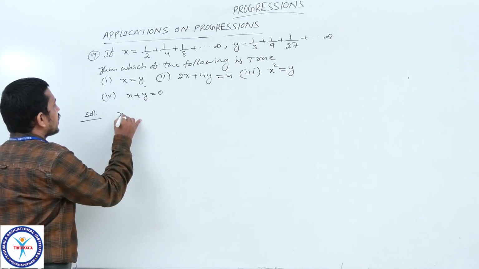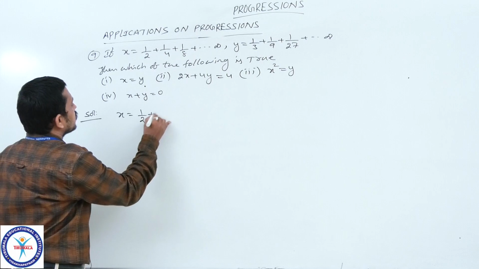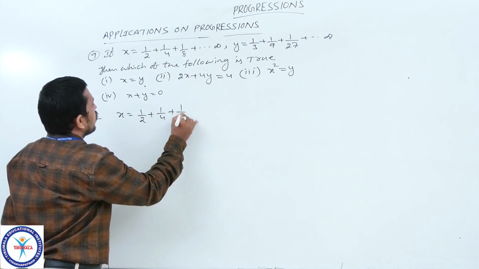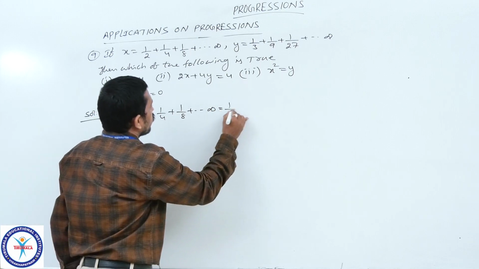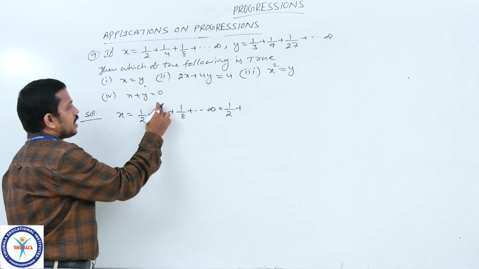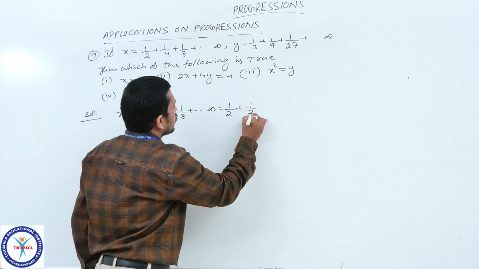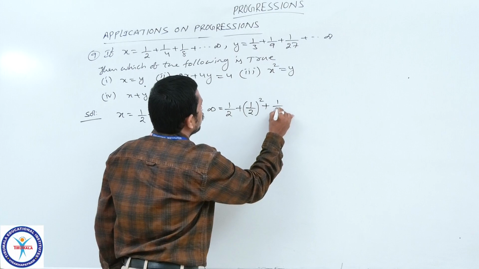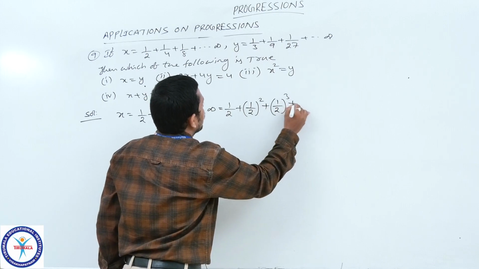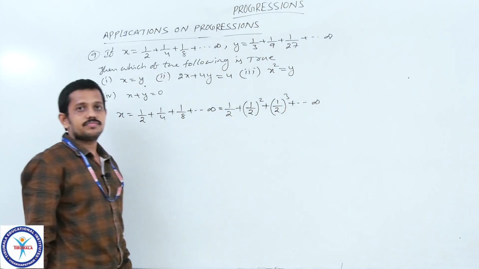So, here it is given that x is equal to 1 by 2 plus 1 by 4 plus 1 by 8 plus and so on infinity, which is equal to 1 by 2 plus, can we write 1 by 4 is equal to 1 by 2 whole square, plus 1 by 8 is equal to 1 by 2 whole cube, plus and so on infinity.